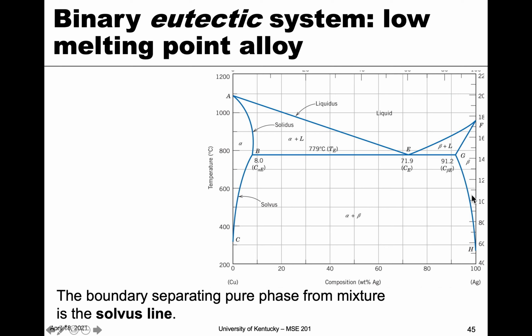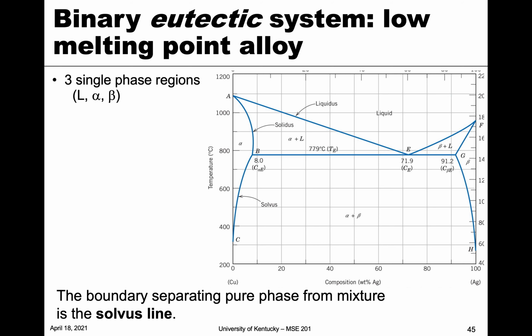And then if we think over on this side, this is the silver phase, beta, and it can have a maximum of 8.8% copper before it would form a two-phase, right? So that's exactly the solubility limit that we talked about before. Only in this case, it's solid to two solids. So that's the only limit. So we call that the solvus line.